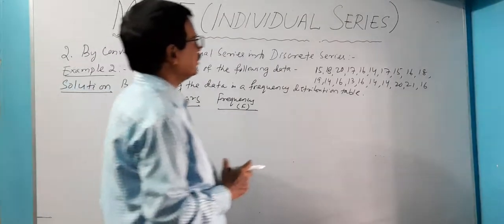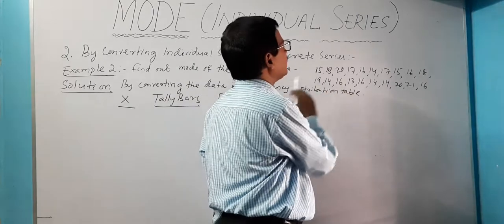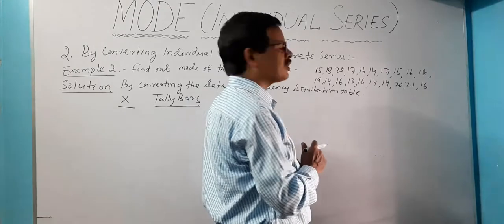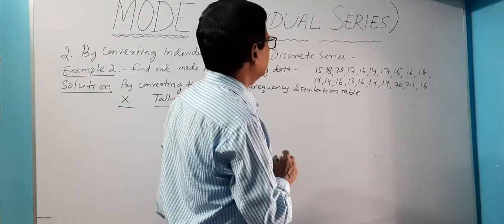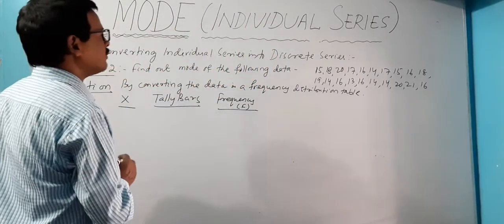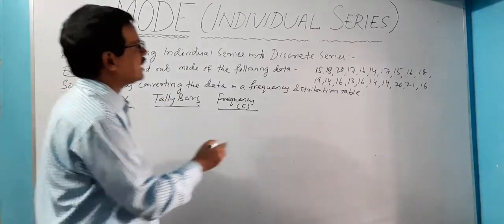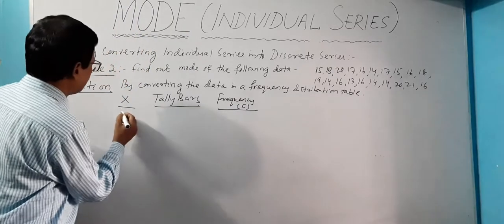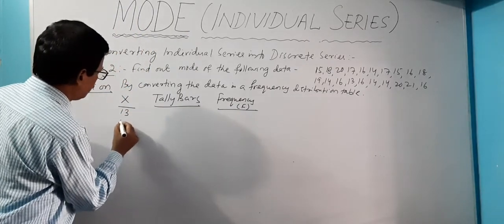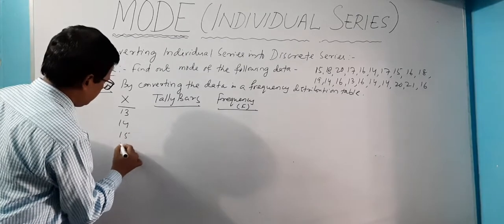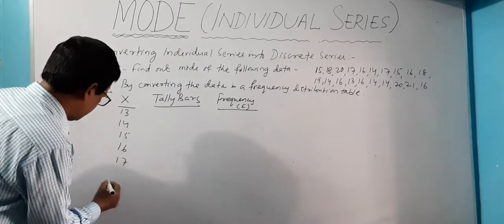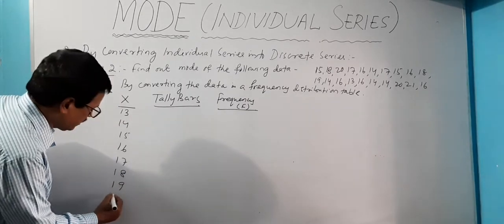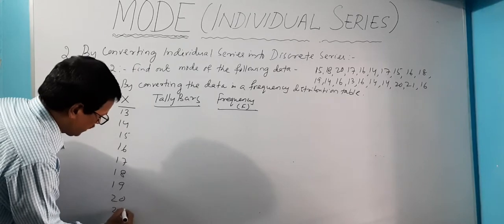You see, here the lowest item is 13 and the highest value is 21. Okay, so write them in order. In the x column, write them in order, one after another, from the lowest value to the highest value. That is, you see here 13, 14, 15, 16, 17, 18, 19, 20 and 21, all are there. So write down here 13, 14, 15, 16, 17, 18, 19, okay, write down here 20, 21.